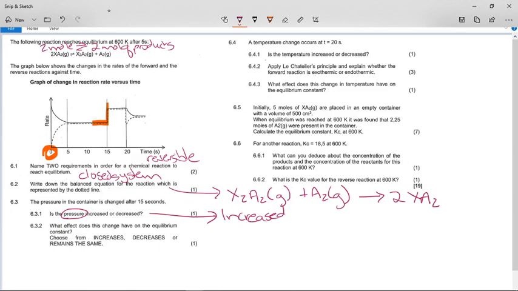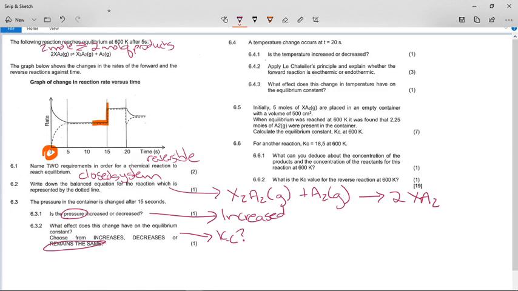Now in 6.3.2 they are trying to trick you. What have I told you lots of times? What changes Kc? Kc is only changed by temperature. Have they changed the temperature? No. So the equilibrium constant has to remain the same, okay?